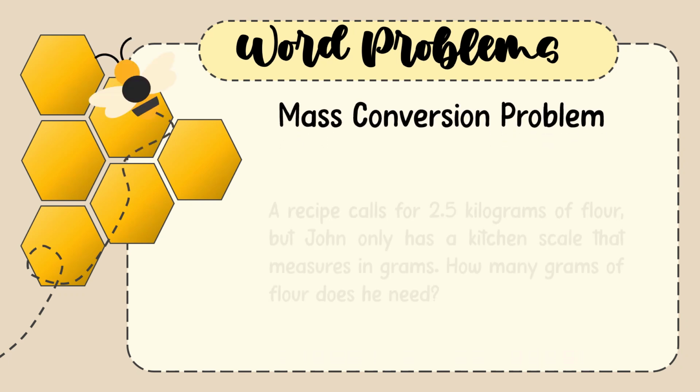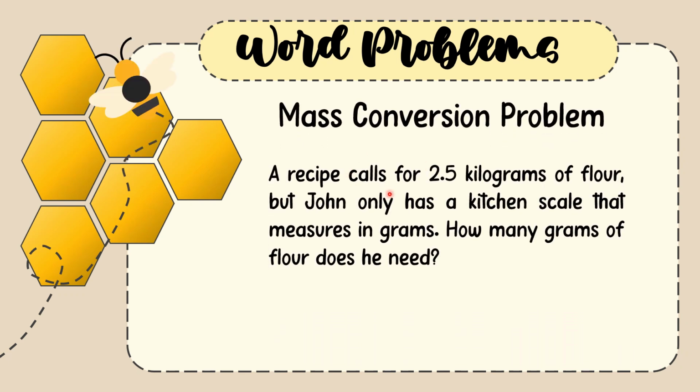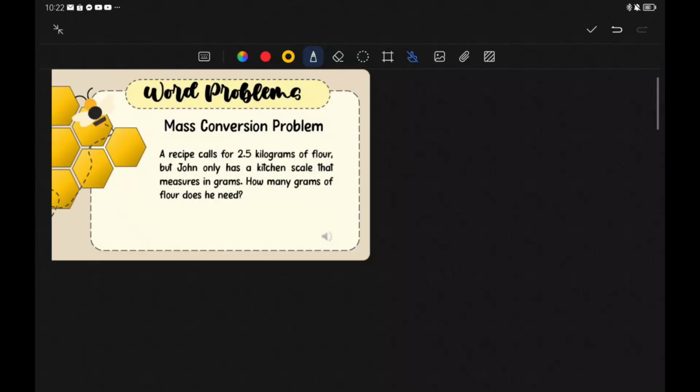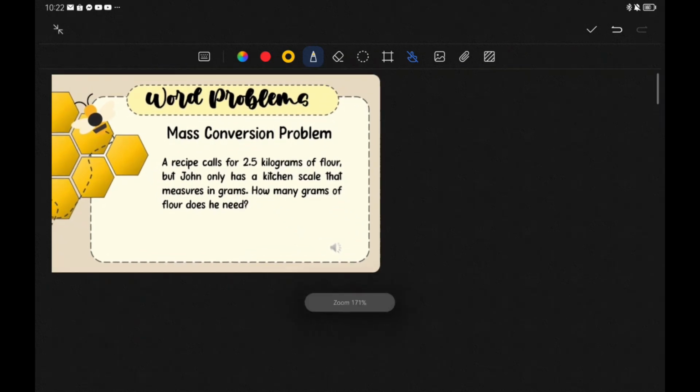For the mass conversion problem, we have here a recipe that calls for 2.5 kilograms of flour, but John only has a kitchen scale that measures in grams. How many grams of flour does he need? Now let's solve the mass conversion problem. So John needs to convert 2.5 kilograms to grams.